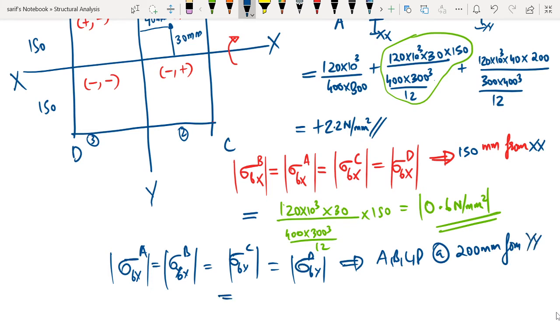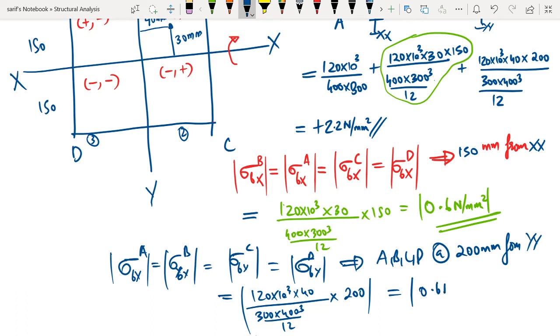So if we try to find the numerical value, what we can get is 120 into 10 raised to 3 into 40 divided by the I, which is 300 into 400 cube divided by 12 multiplied by 200. So the magnitude we are going to get, and this value is going to be 0.6 Newton per mm square. So this magnitude is also going to be 0.6 Newton per mm square.